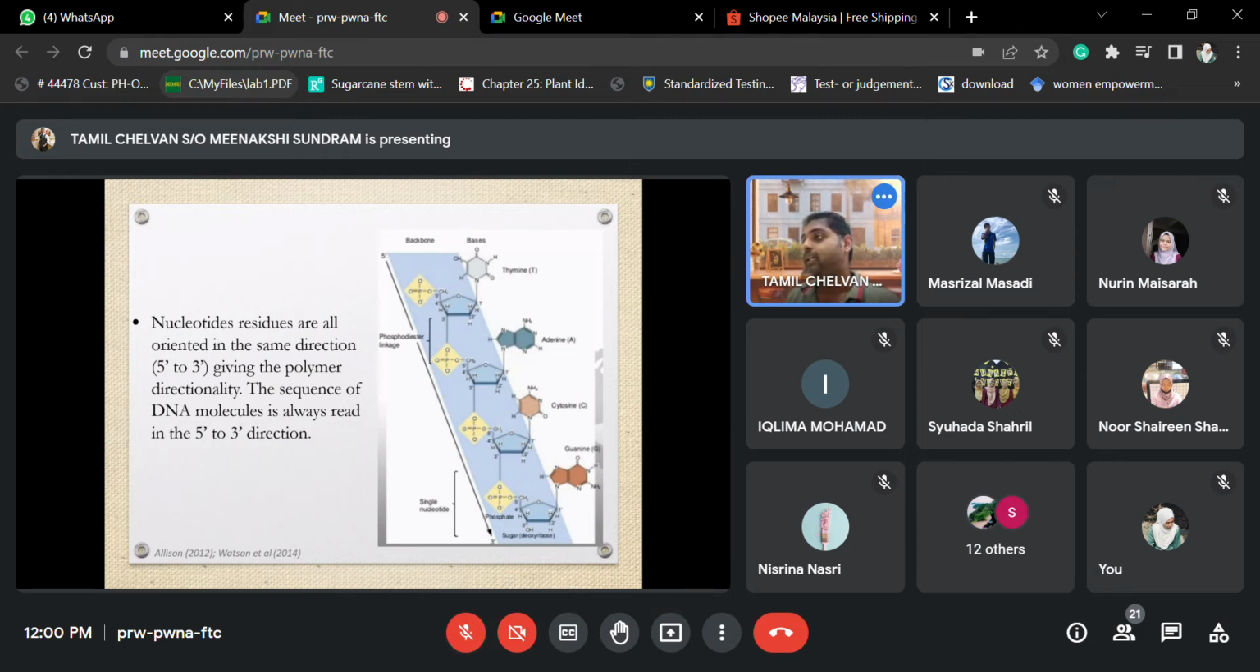The sequence of DNA molecules is always read in the 5' to 3' direction. So when you do molecular biology, they will ask from 5' to 3'. That's how they read it. Nucleotide tu macam A, G, C, T, T macam ni. Dia punya read, dia mula daripada 5' to 3'. Maksud dia, combination dia macam mula dengan thymine T, A, C, G macam tu. Dia akan mula read in a sequence of a DNA.